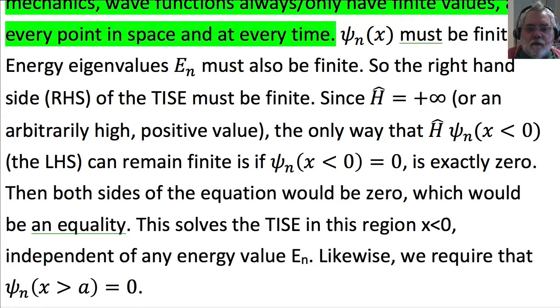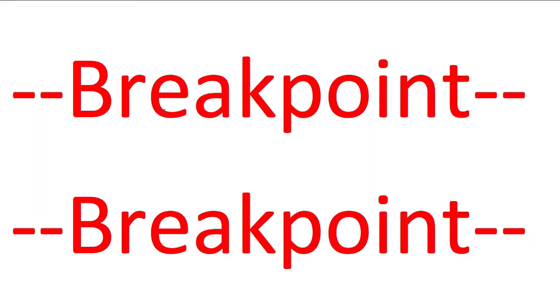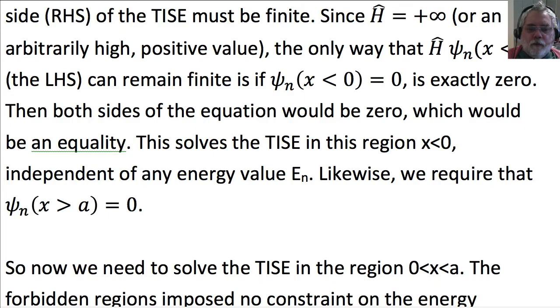So psi sub n equals 0 solves the time-independent Schrodinger equation in this region, x less than 0, independent of any energy value E sub n. Solving it did not put any constraints on E sub n. Now we also have a hard wall at x equals a, so likewise we require that psi sub n for x greater than a be identically 0. This is a possible time to take a break. So we've solved two regions.